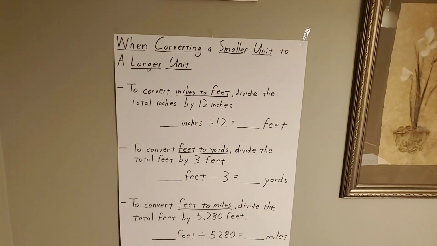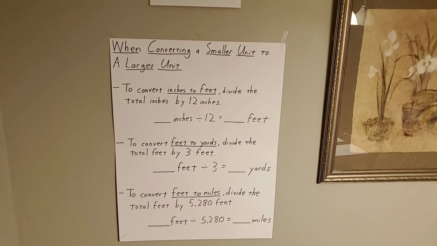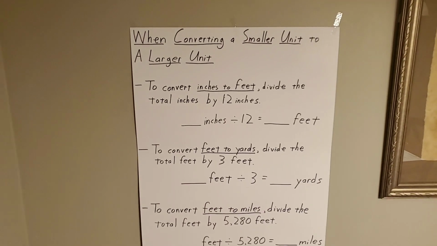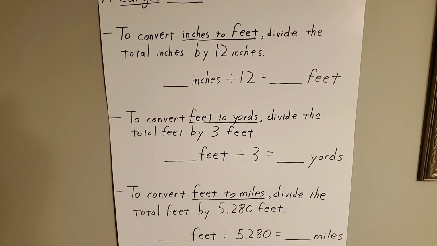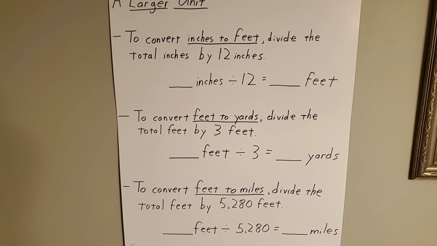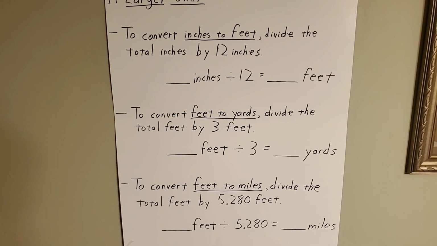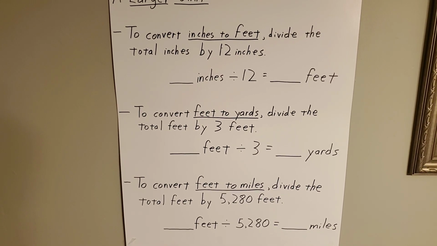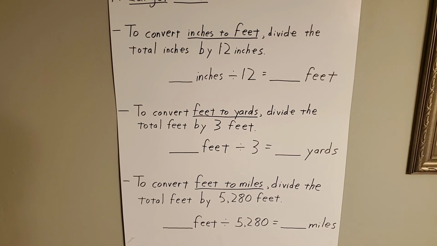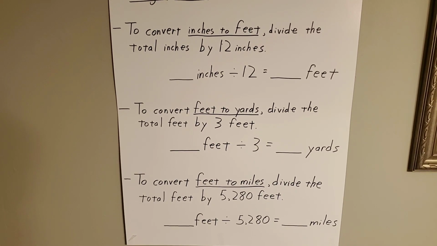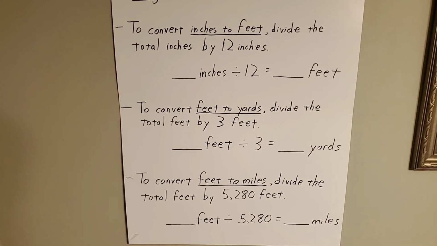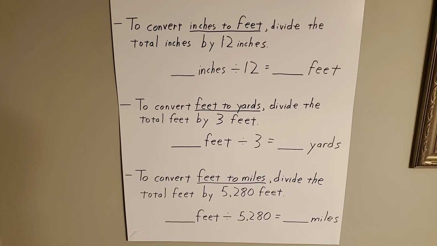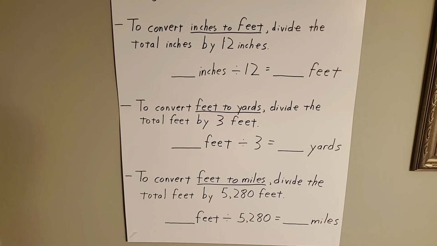So I'm going to give you the chart one more time. When converting a smaller unit to a larger unit, if you want to convert inches to feet, divide the total inches by 12 inches. If you want to convert feet to yards, divide the total feet by 3 feet. If you want to convert feet to miles, divide the total feet by 5,280 feet. I'm going to keep it there for a minute. Like I said, if I get a chance, I'll try to upload this onto Google Classroom so everybody can use it for their assignment.